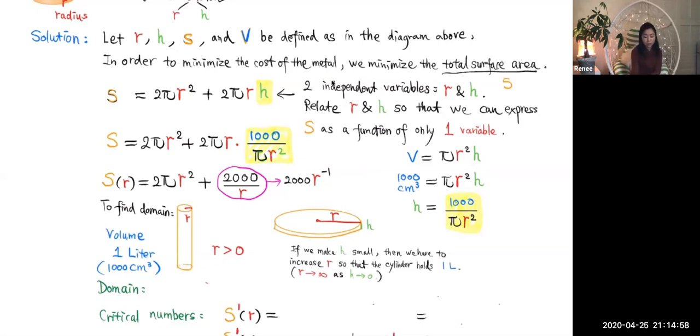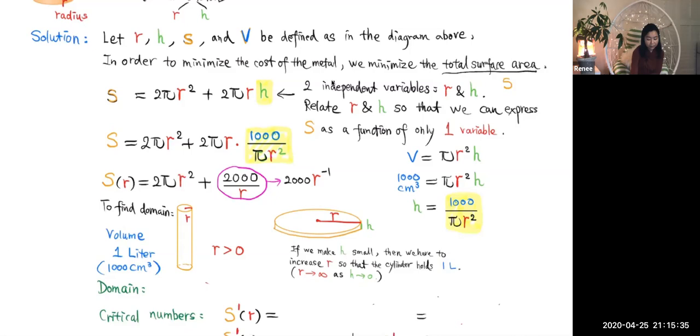So R here has to be greater than 0. And also, what happens if you make the height small? When the height is small, then you have to increase the radius so that it's big enough to hold 1 liter. As the height goes smaller and smaller, the radius of the base is going to increase and get bigger. So the radius is going to go to infinity as the height goes to 0 from the positive side.